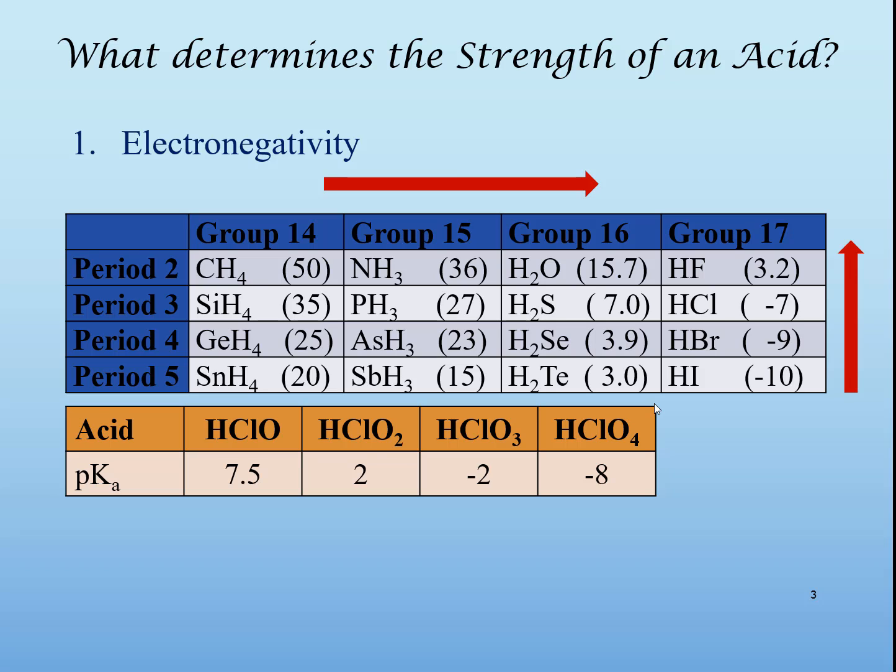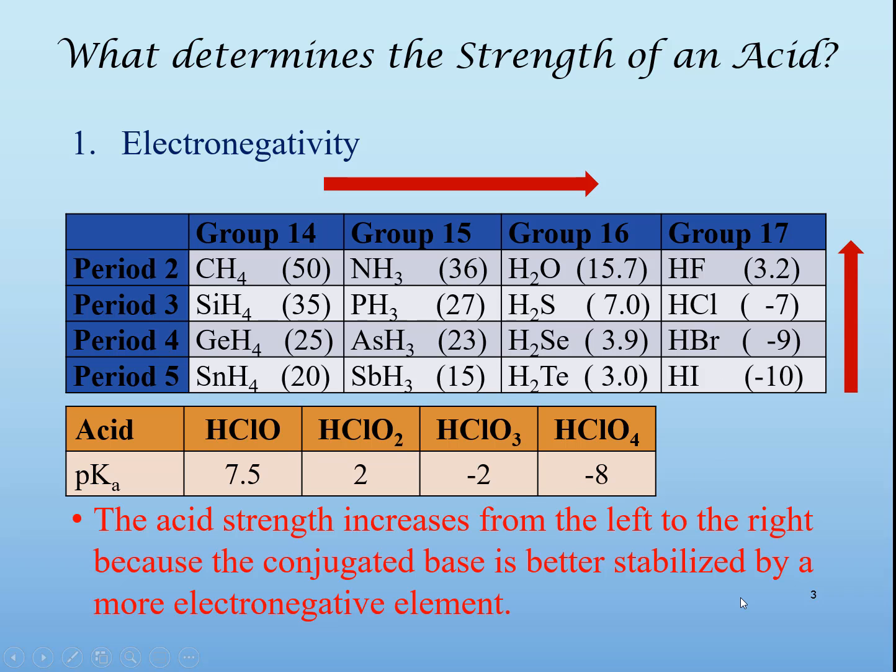So hypochlorous acid is a weak acid, so is chlorous acid. Chloric acid, on the other side, is already considered a strong acid, and perchloric acid is also a very strong acid. We have more electronegative elements present, and together with this we also have more resonance structures, which we will see later on contribute to the stability of the conjugate base as well. In summary, the acid strength increases from the left to the right because the conjugate base is better stabilized by a more electronegative element.